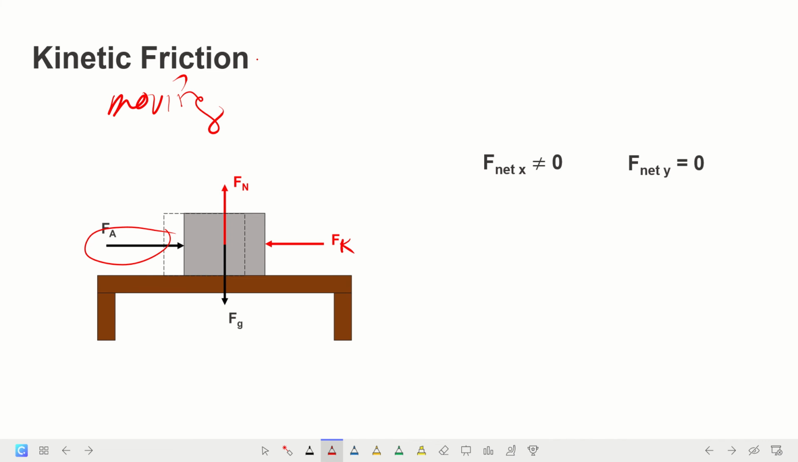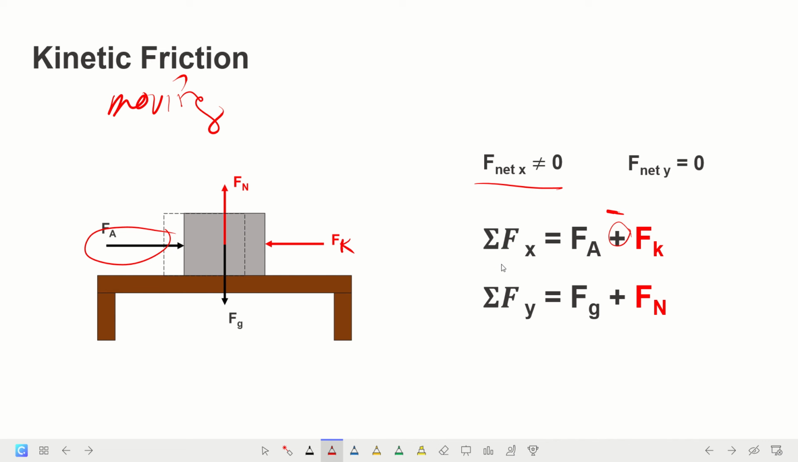So net force, alam natin that the net force is not equal to 0, kasi alam natin that this is already moving. For the y direction naman, the net force is equal to 0 because the normal force and the force due to gravity will cancel each other. For the horizontal net force, we add the summation of the forces acting along the horizontal: force applied plus the kinetic friction. Since kinetic friction is oppositely directed compared to our force applied, instead of addition, we use subtraction.